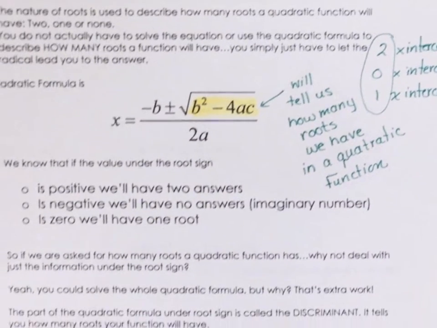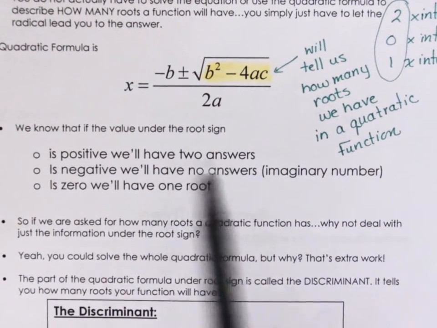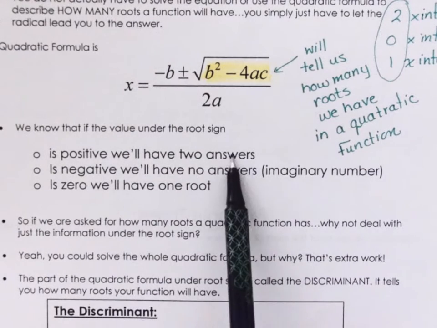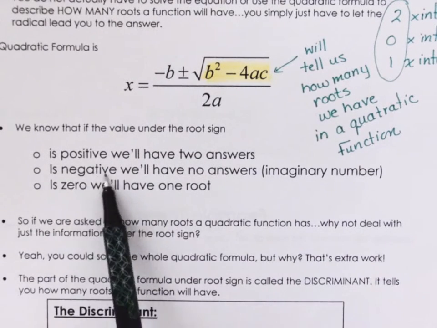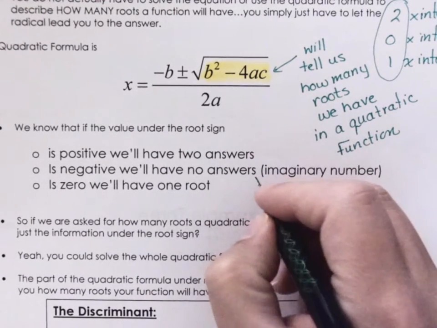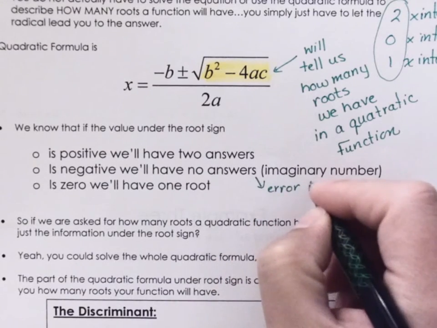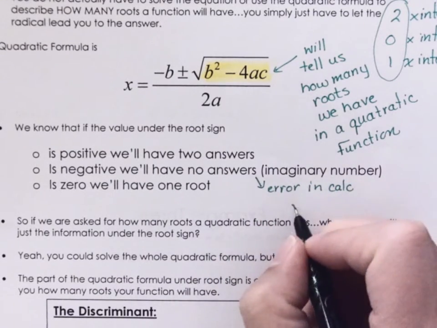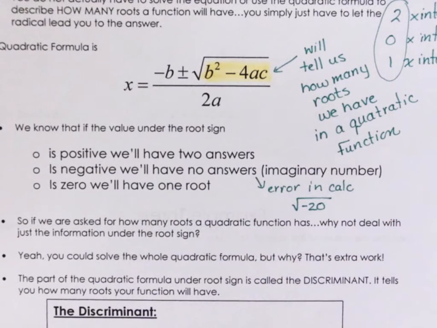Okay, so this is what you're going to know. If the discriminant under the root sign is positive, we'll have 2 answers. If it's negative, we'll have no answers. That's where we're going to get the error in the calculator. Right? We did a question where there was a -20, and we couldn't go any further. And remember, I said you had to write no solution, so that we know that there's no x-intercepts. So if the discriminant is negative, we'll have no roots. And if the discriminant is 0, we'll only have 1 root. Got it?